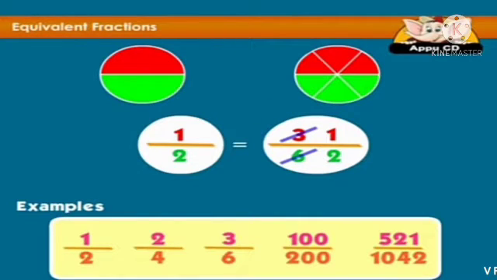Children, do you know? Equivalent fractions are different fractions which name the same amount. Example, 1/2, 2/4, 3/6, 100 out of 200, 521 over 1042 are all equivalent fractions. When we reduce all these fractions except 1/2, we get 1/2, half, as a fraction.